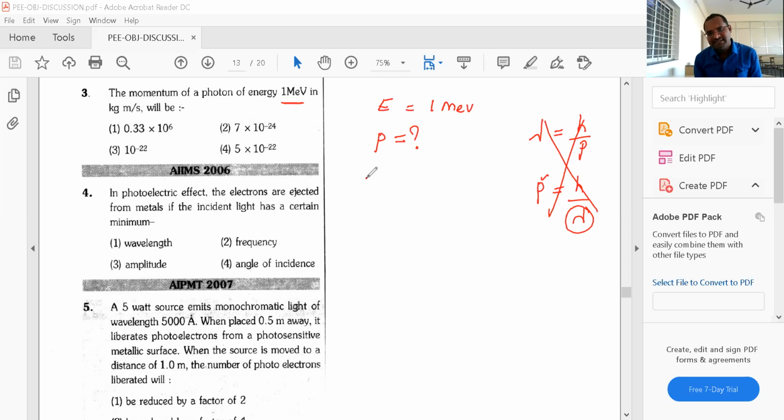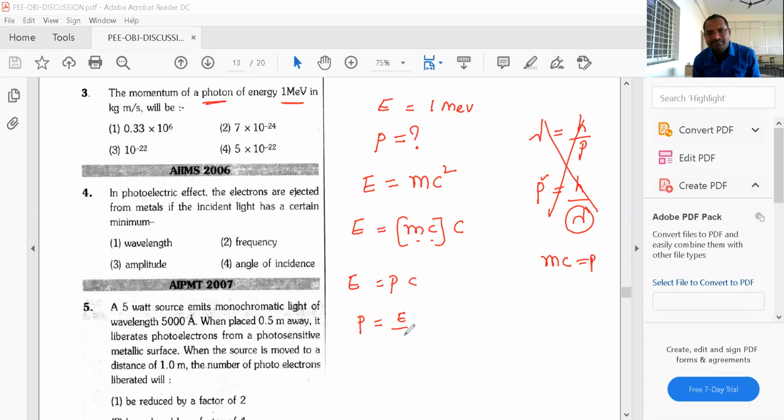We know that energy, according to Einstein's equation, is E equals mc square. Can we write this as E is equal to mc into c? Yes, we can. Because it is a photon, and photons always move with the speed of light, its momentum is mc, which means we can write p into c. Then momentum p can be written as E by c. So we can get momentum from this equation.